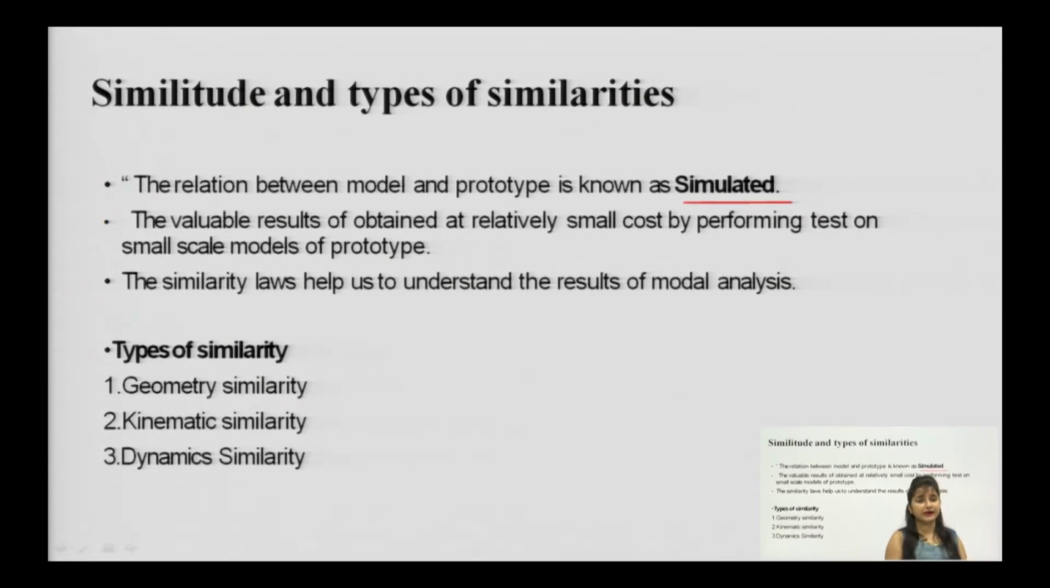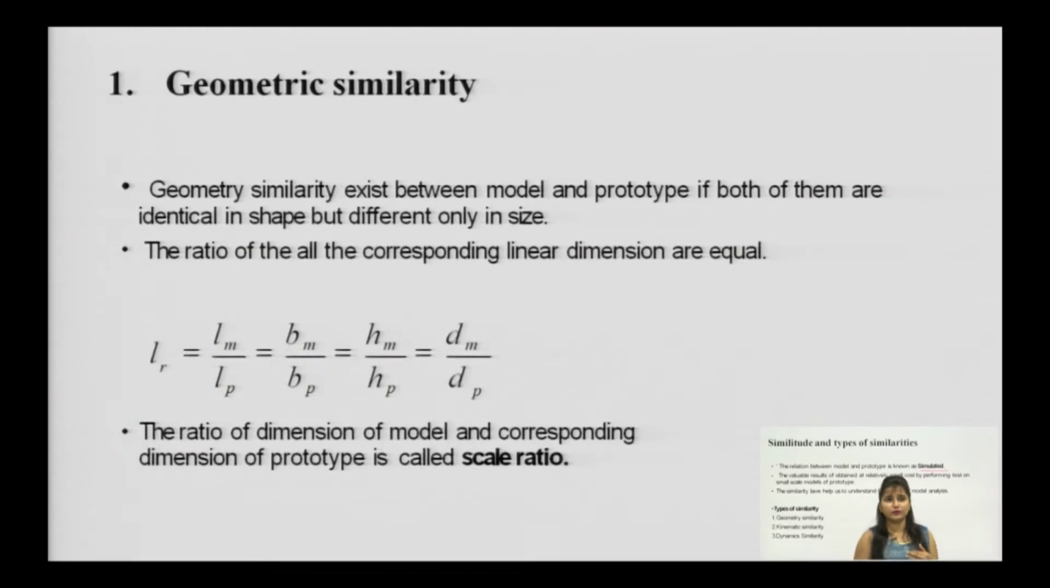So, these similarities can be of three types: geometric similarity, kinematic similarity and dynamic similarity. Geometric similarity relates to length, breadth, height. Kinematic relates to velocity and acceleration, and dynamic relates to force and the density of the fluid. We will be covering them one by one.